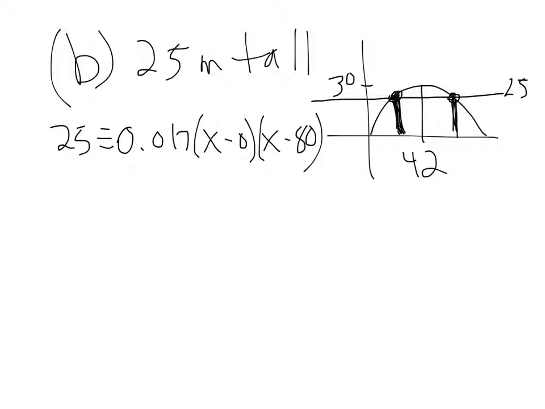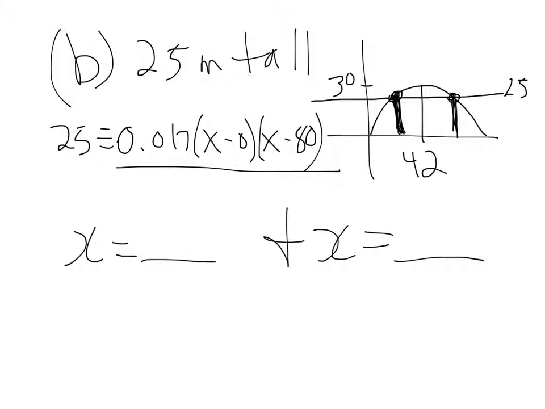If I was to expand that out and use the quadratic formula, I could figure out what those x values are, and then I would be able to subtract them and get the width of the boat. So a boat that is 25 meters tall could be that wide. I'm going to leave that up to you to figure out. You can try that after you do your homework tonight.